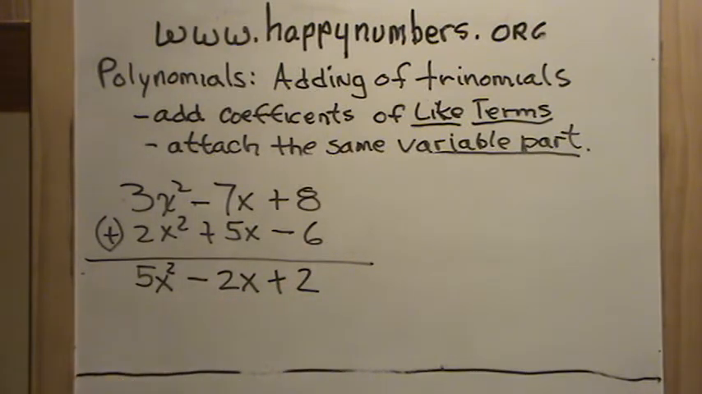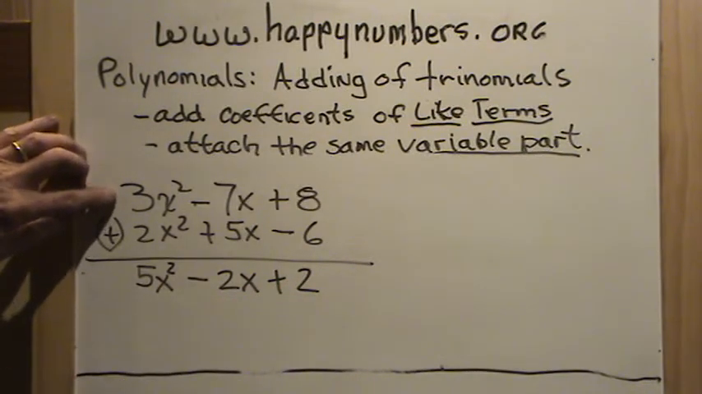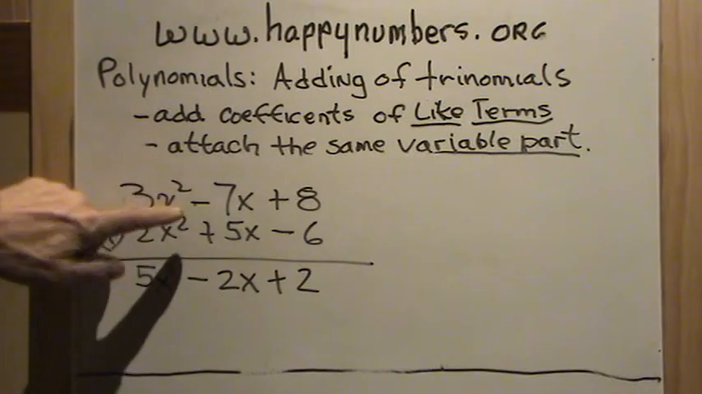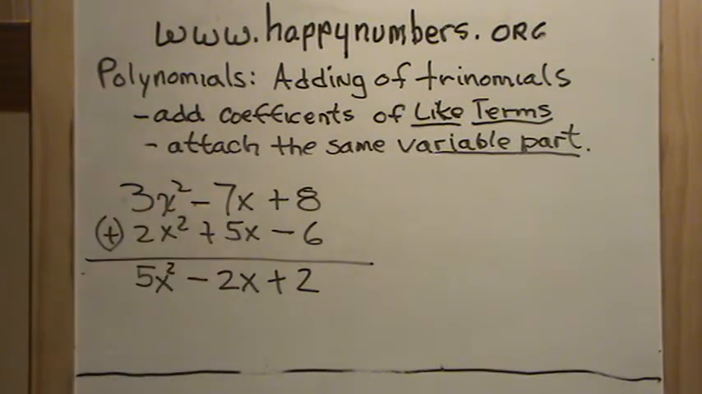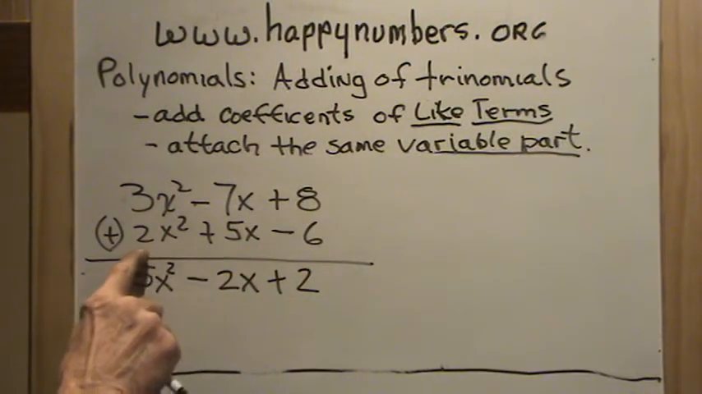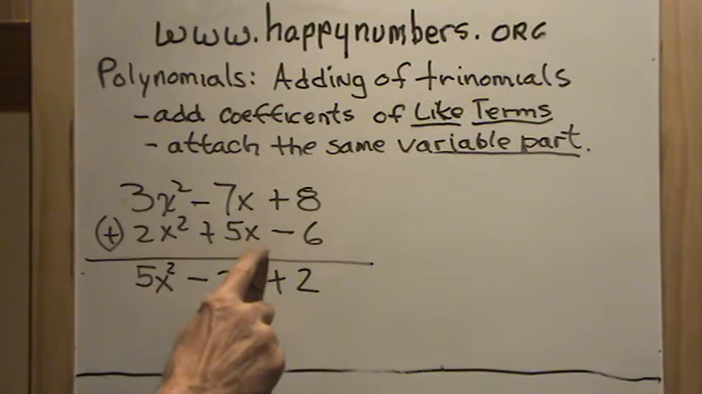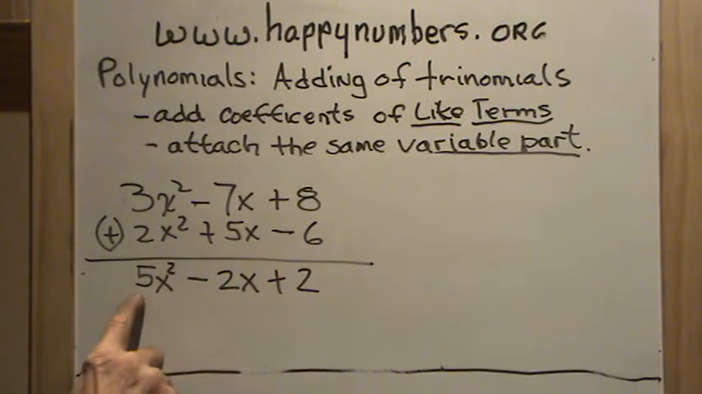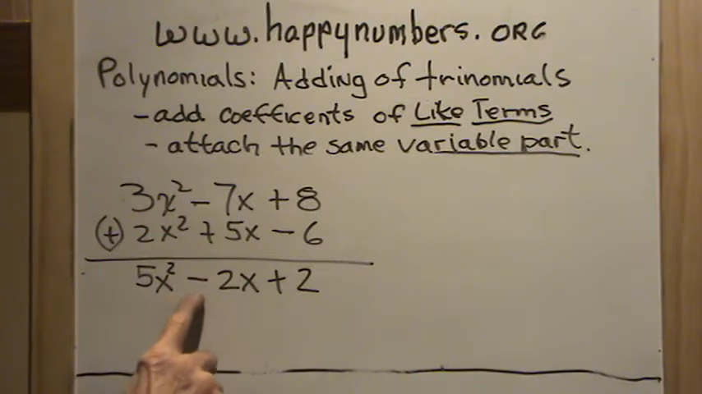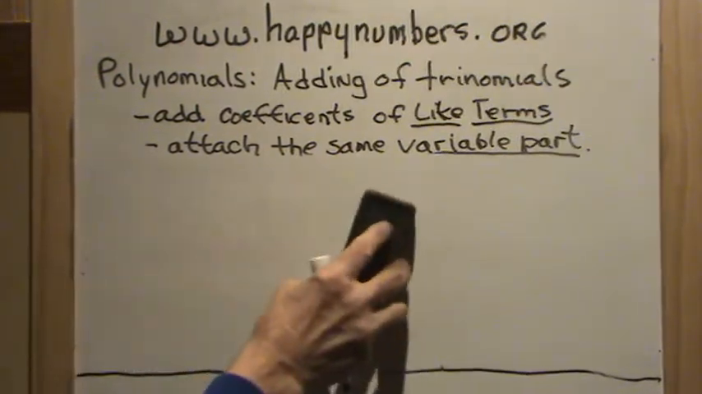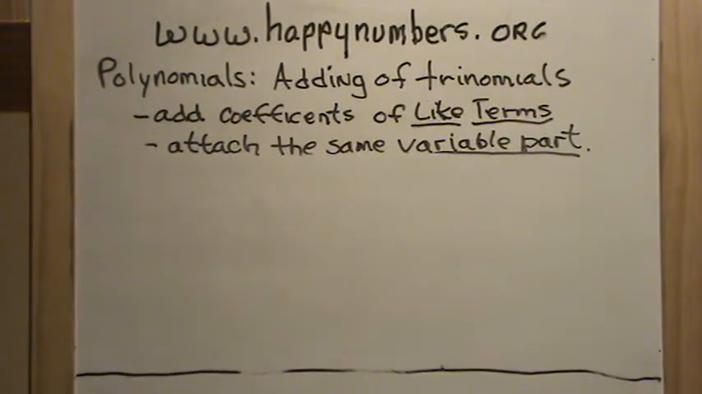So if I add the trinomial 3x to the second power minus 7x plus 8 to the trinomial 2x to the second power plus 5x minus 6, I get 5x to the second power minus 2x plus 2. The skill set is exactly the same, so what I'm going to do right off the bat is put up some problems for you because I think you'll be able to deal with it.